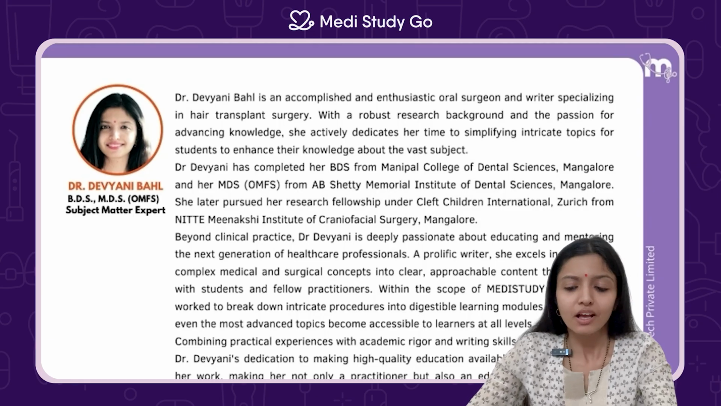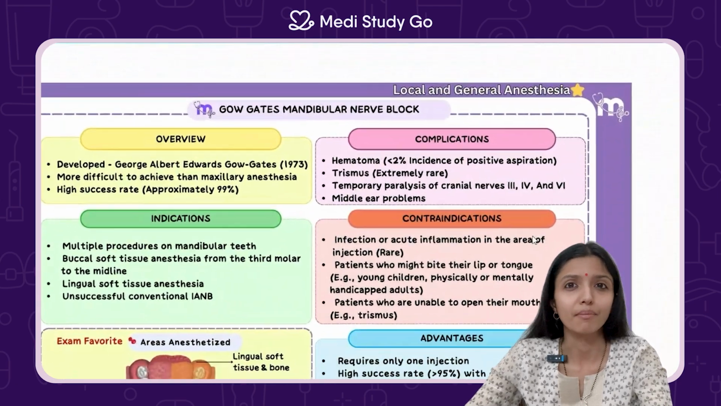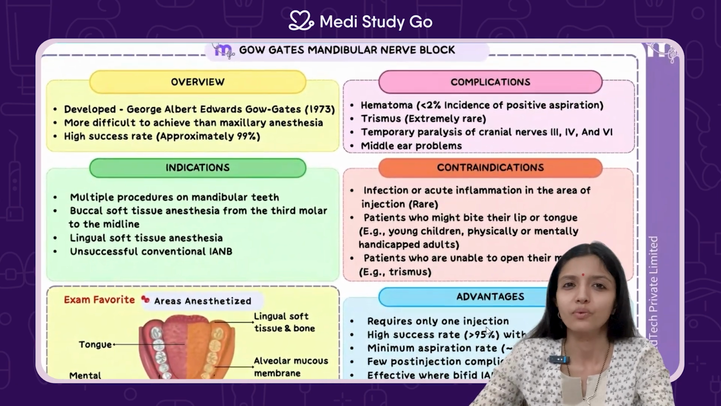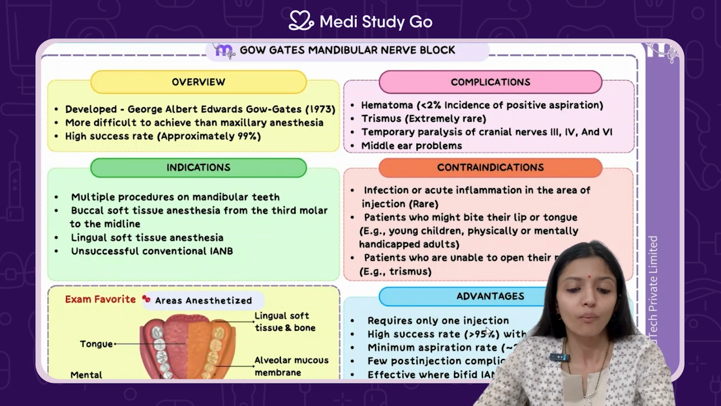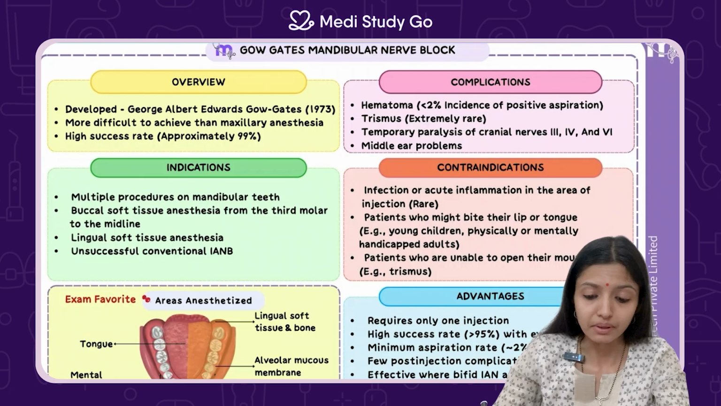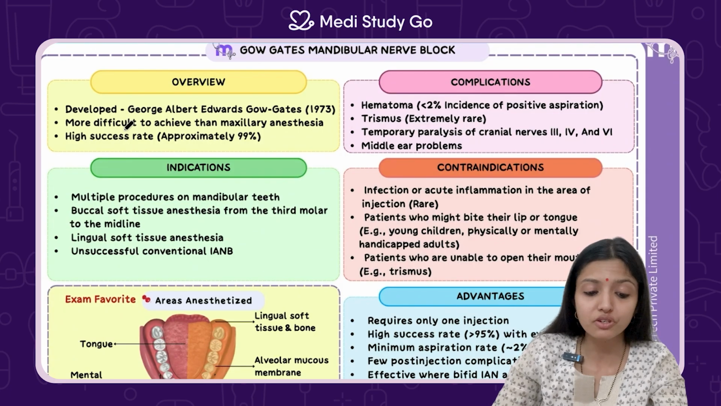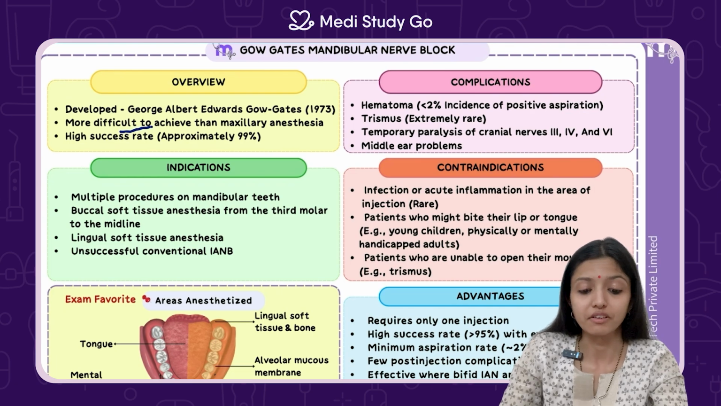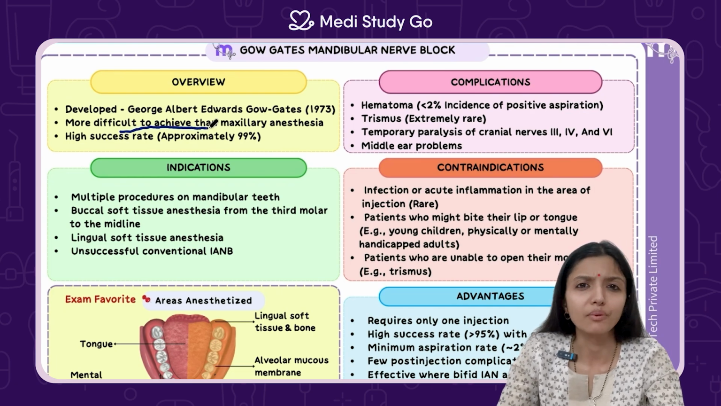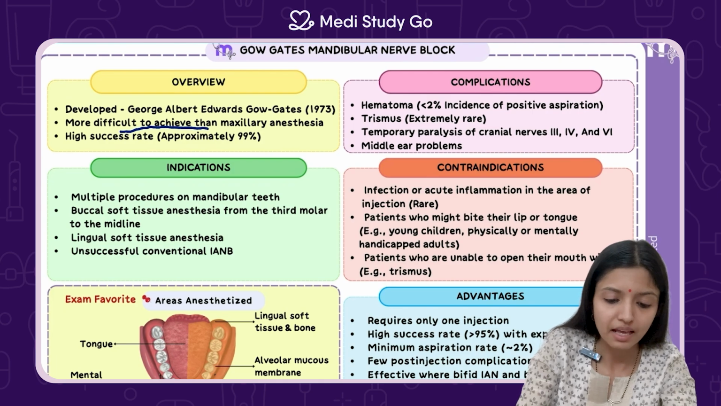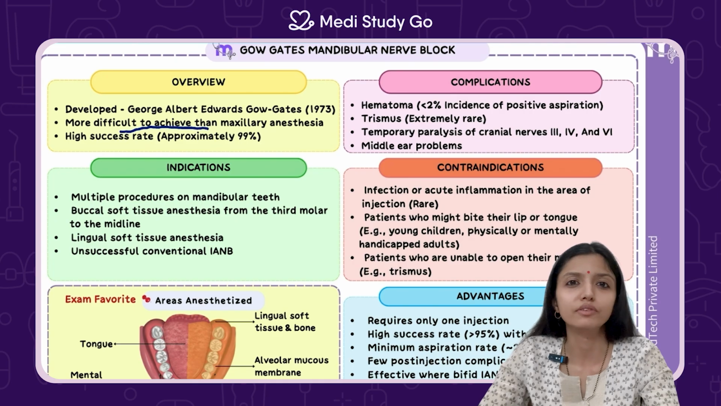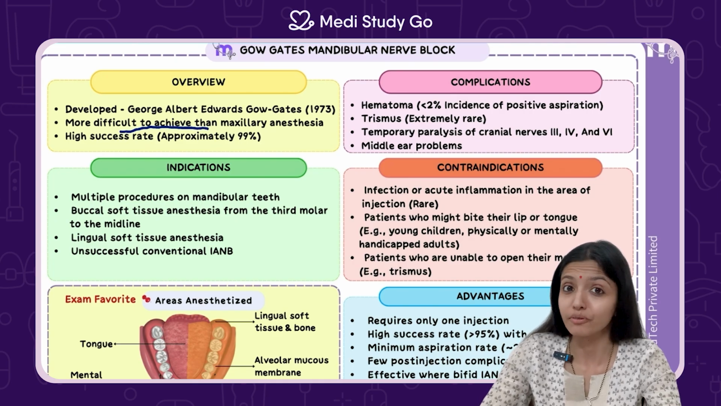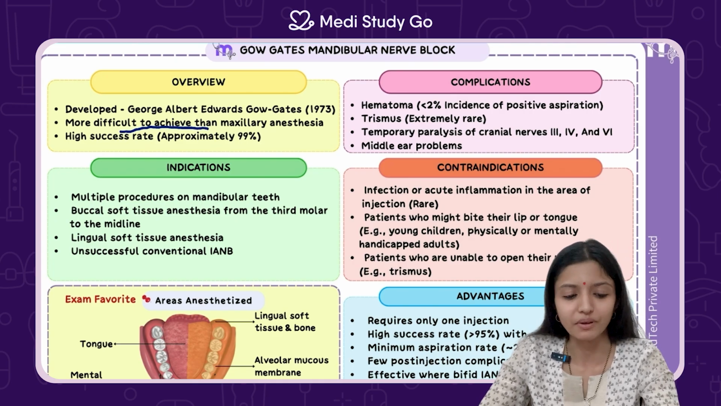So today, we are here to discuss a true mandibular nerve block, which is also known as your Gow-Gates technique. The Gow-Gates technique was developed by George Albert Gow-Gates in 1973, and it is one of the most difficult nerve blocks to achieve because it requires a high amount of operator precision. So it has a difficult learning curve, but it is also one of the most highly successful blocks if you're able to administer it very well to your patients.